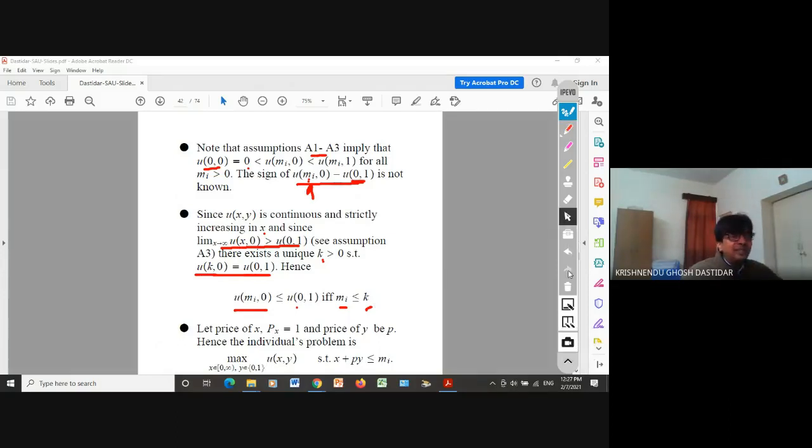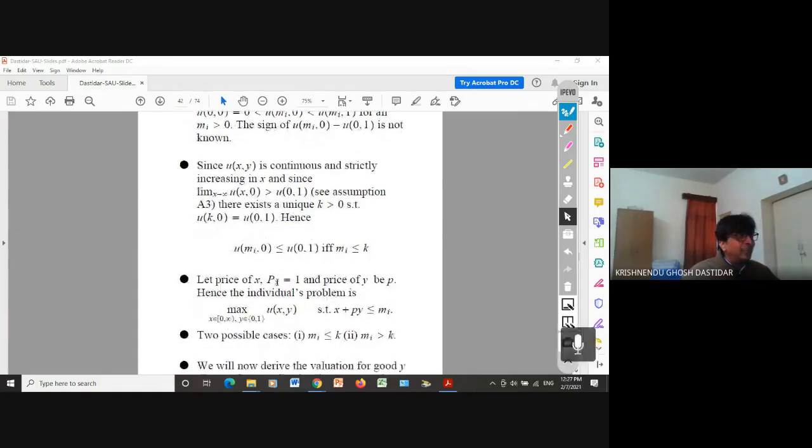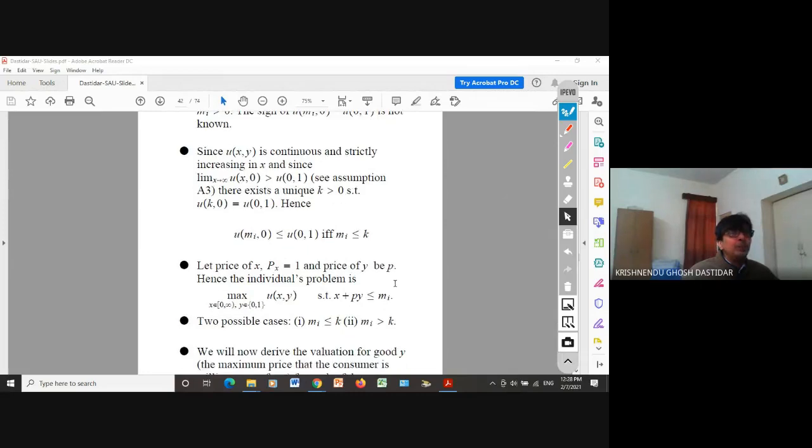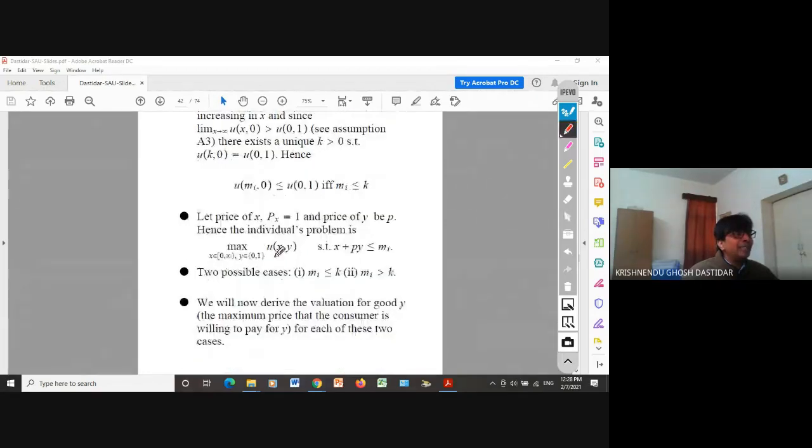Okay, it's very simple. So let the price of the X food item be 1, so it's the numeraire, and the price of Y be P. So what's the individual's problem? You maximize U(X,Y) subject to X plus PY less than or equal to M. There's a budget constraint, a very standard micro-theoretic thing: maximizing utility subject to a budget constraint.